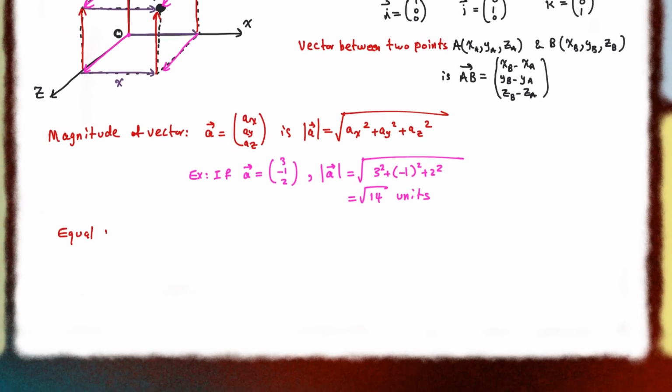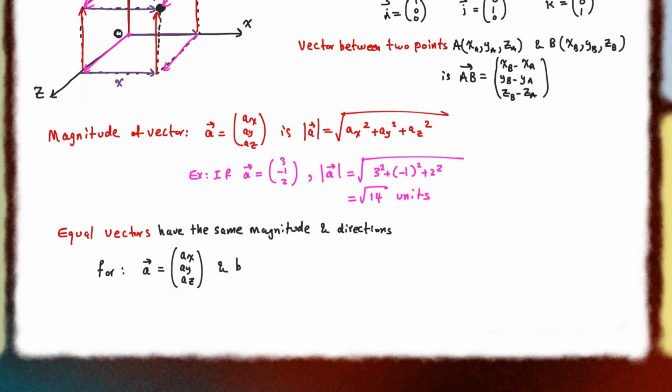Now the next idea is equal vectors, and for 2 vectors to be equal, they need to have the same direction and the same magnitude. So if we have 2 vectors, vector A with components ax, ay, and az, and vector B with components bx, by, and bz, for them to be equal, the x component of vector A needs to be equal to the x component of vector B, the y component of A needs to be the same as the y component of B, and the z component of vector A needs to be equal to the z component of vector B.